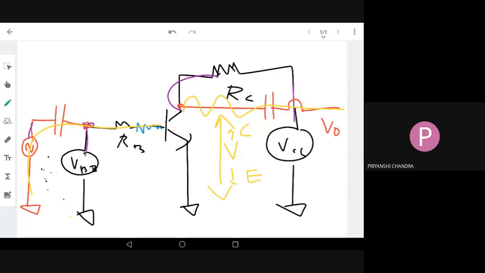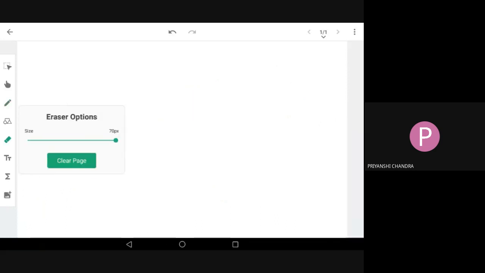Other things are biasing. So VCC we have to give for the biasing, fixing the operating point, fixing the Q point, making beta stable, and all other things. Now this is the overall picture of what we are trying to discuss. Now the question is how we are going to fix the operating point.